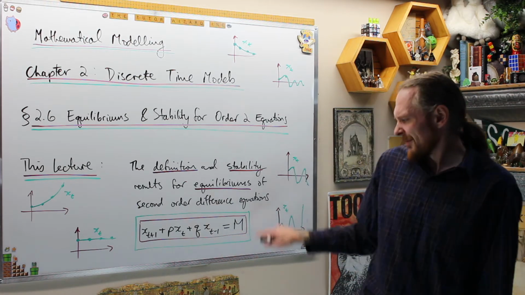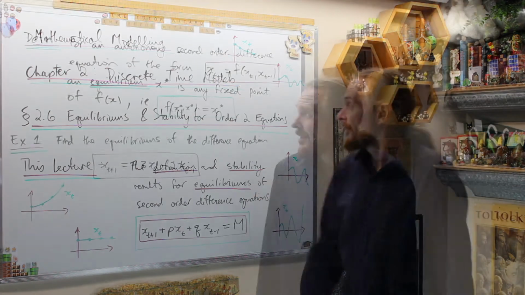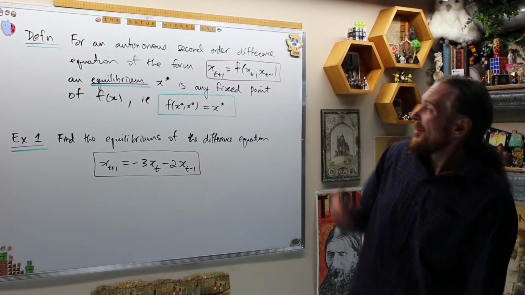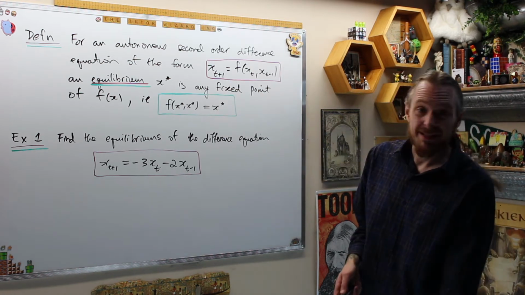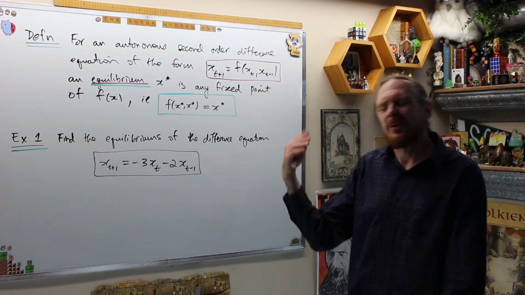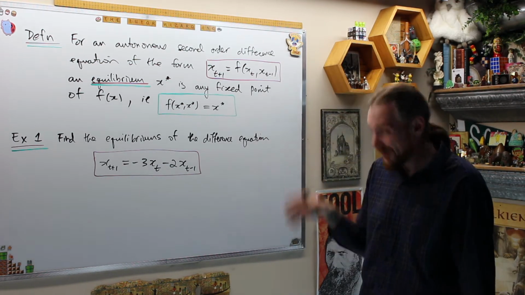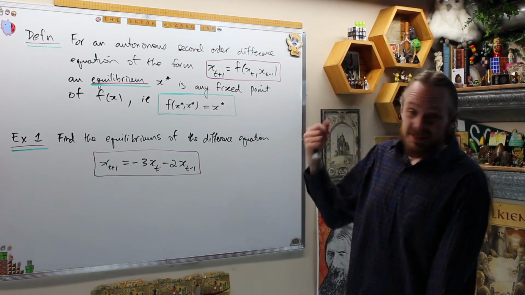They're going to look like this, the non-homogeneous constant coefficient. All right, definition for an autonomous second order difference equation of the form x_{t+1} is dependent on a function of x_t and x_{t-1}. We're going to focus on linear constant coefficient for the most part. We're not going to get too crazy. But that is just like we did before.